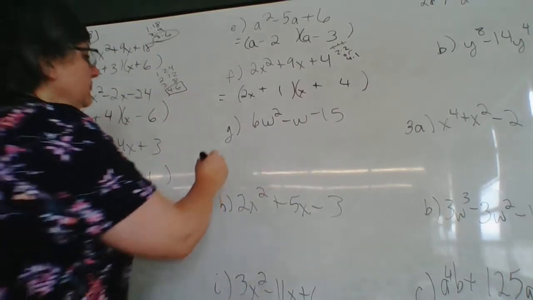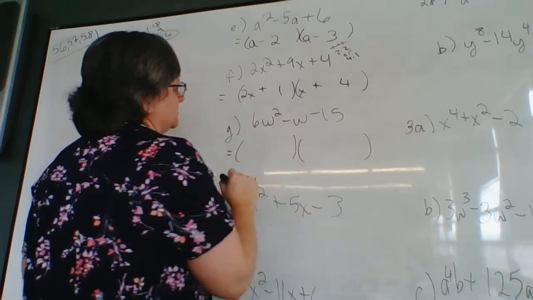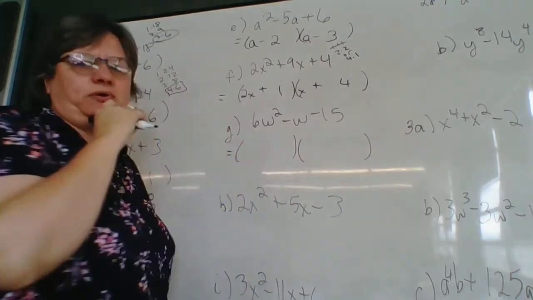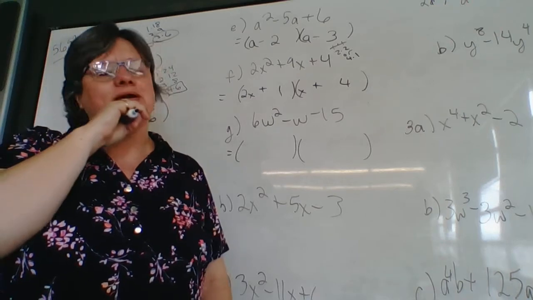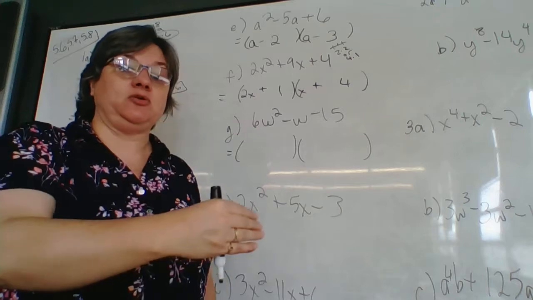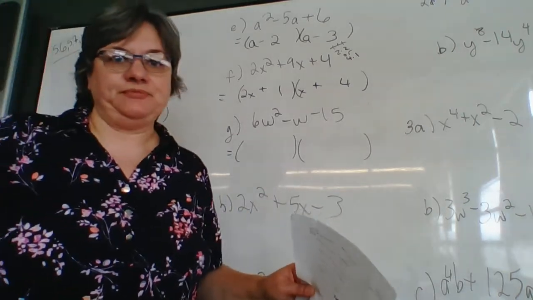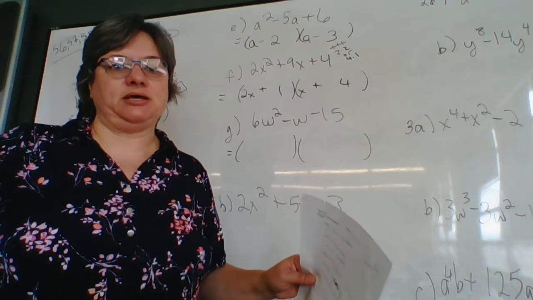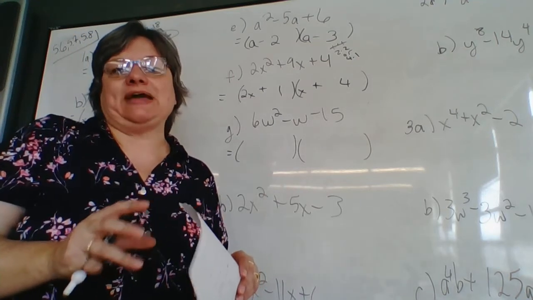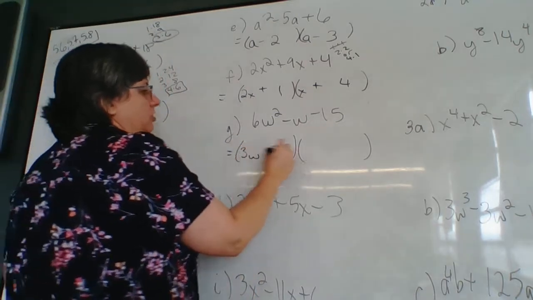G. These 3 terms have nothing in common. We have 2 parentheses. 6w squared. Well, 6 is not prime. I could go 6x and x, or I could go 3x and 2x. Here's my hint to you. Usually, if the number's not prime, it's composite, it'll be the numbers that are the factors that are close together, like 3 and 2. So let's try 3w and 2w.